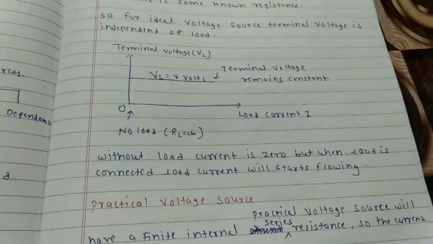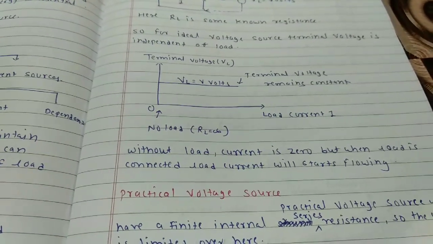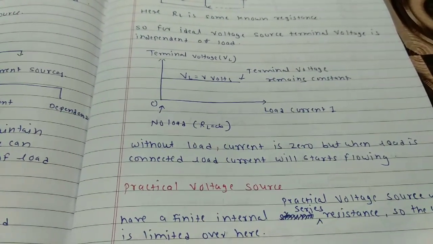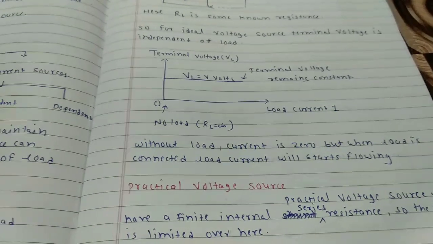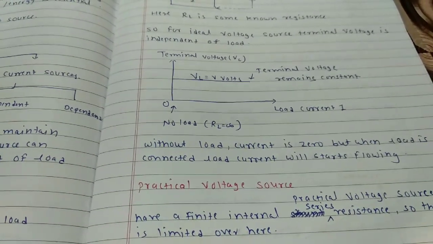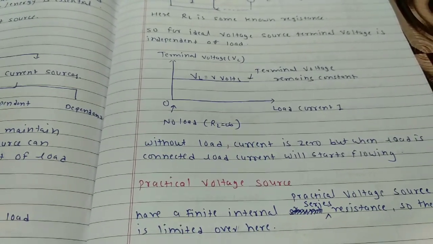Without load, the current is zero, but when a load is connected, the load current will start flowing through it. But our output voltage does not depend on it. In this case, the output voltage is fixed, and VL is equal to V volts.